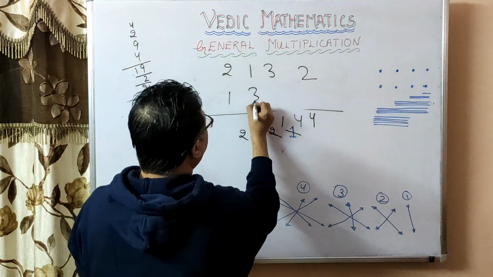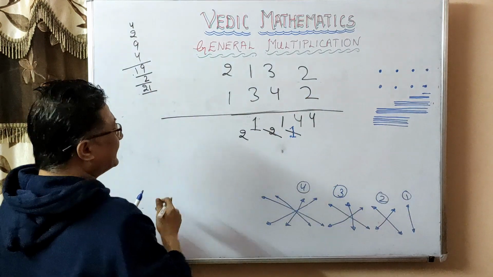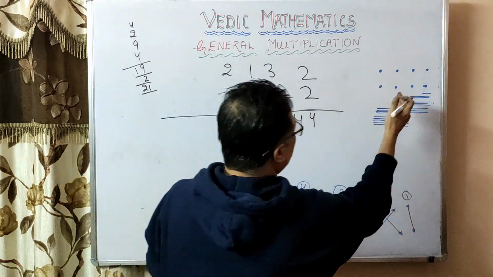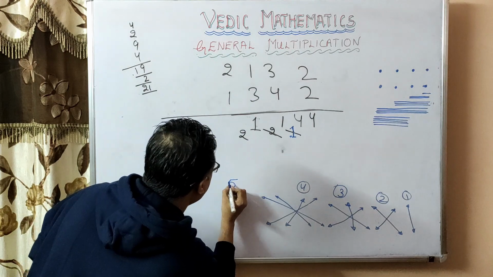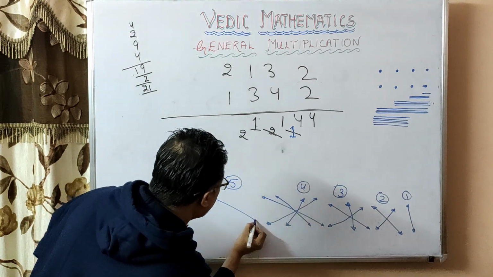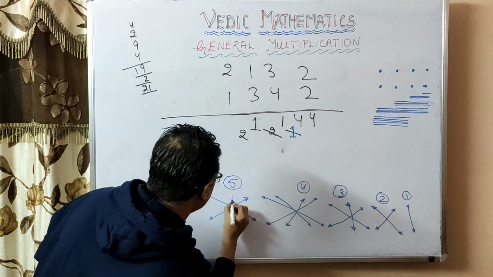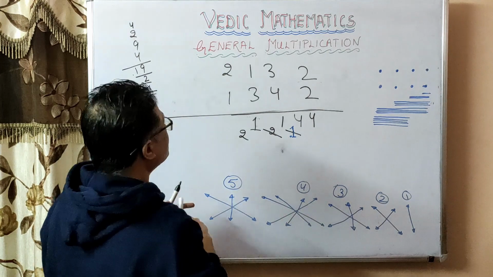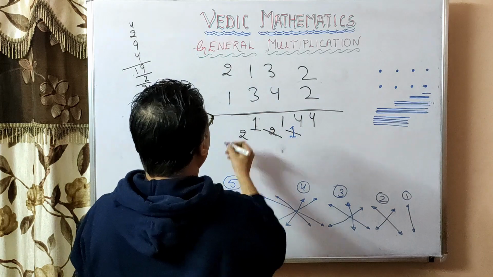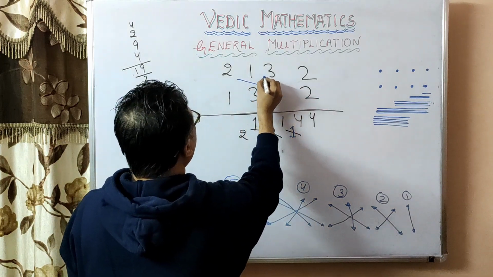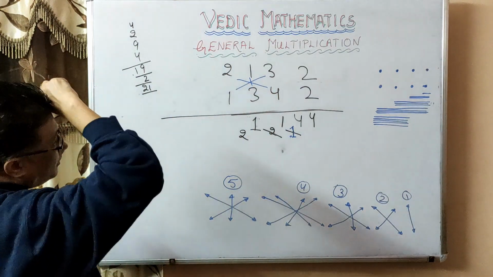One, 3, 4, 2. So now in this step, as I told you, fifth step, we'll remove this, consider only these 3. So what will be our fifth step? The path will be like this. So our path will be 2 into 4, 3 into 1 and 1 into 3. So this will be our path.